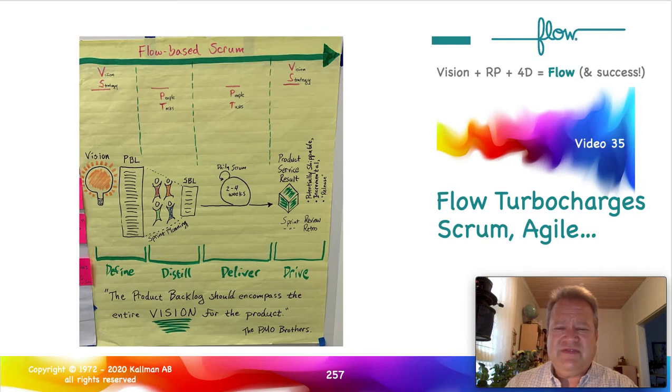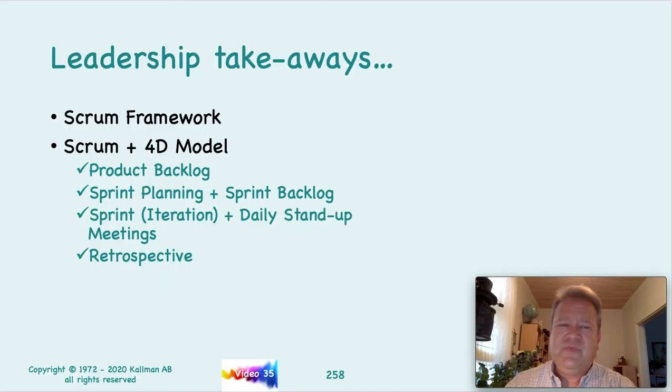And in this video, we're going to look at how Flow turbocharges Scrum and Agile. So we're going to look at the Scrum Framework, then we're going to look at the Scrum plus the 4D model, and how the 4D model is basically a mirror image of the product backlog, sprint planning, the sprint itself, the iteration, and the retrospective.